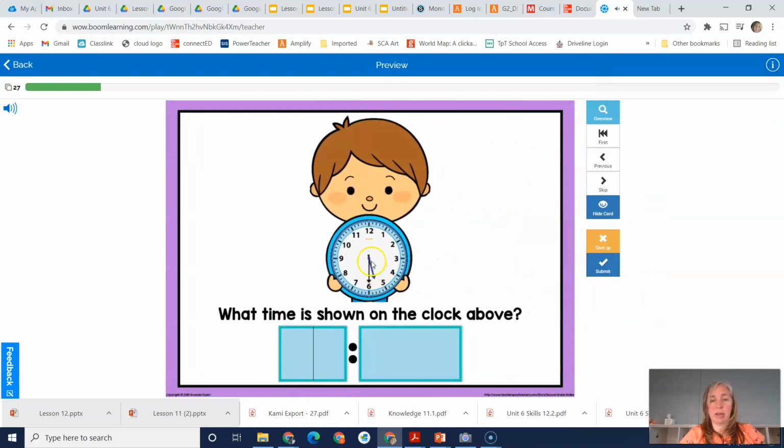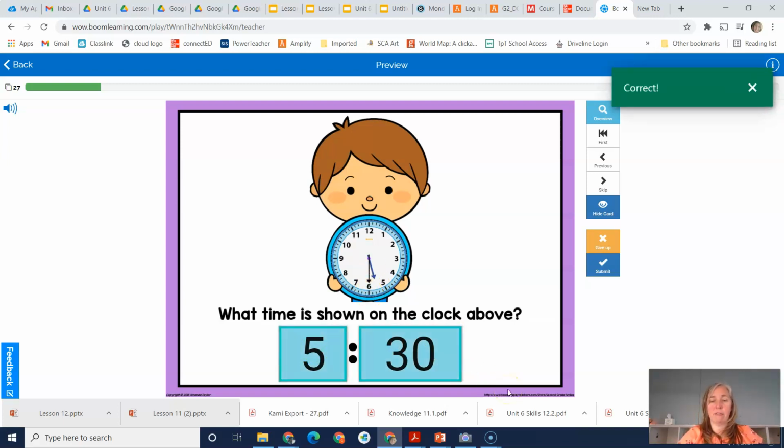And again, my hour hand is between the 5 and the 6, so it's 5, and it's pointing down to the 6, which is half past, right? So this is 5:30 or half past 5.